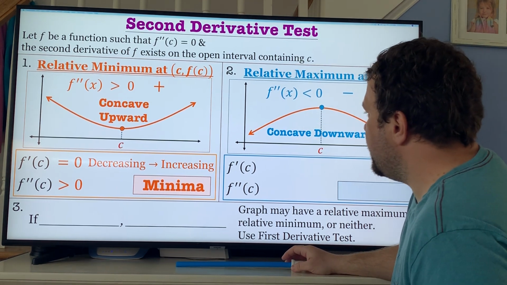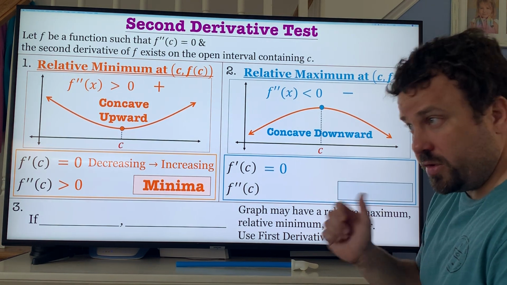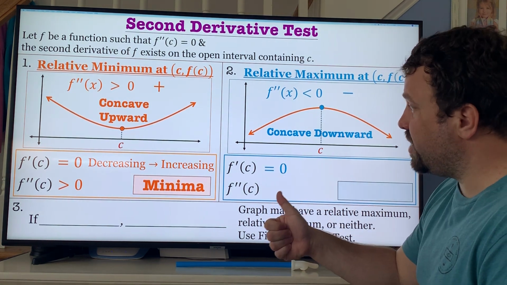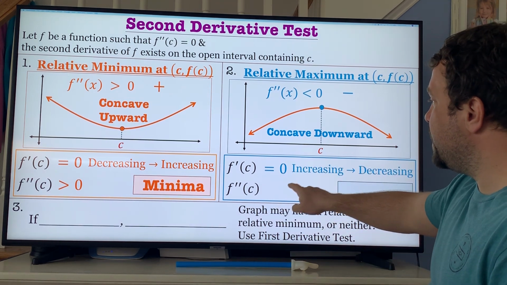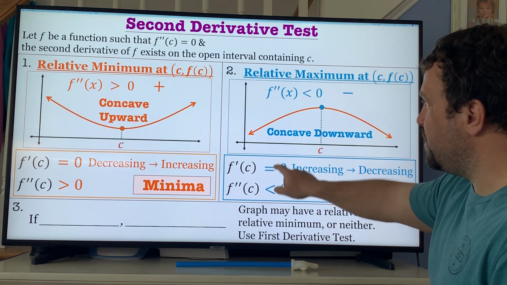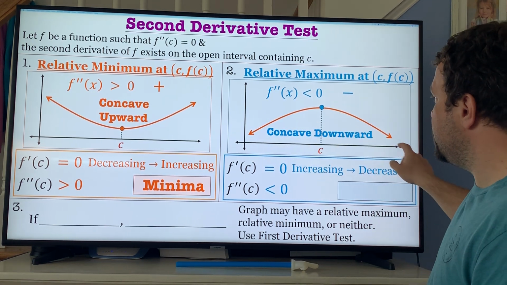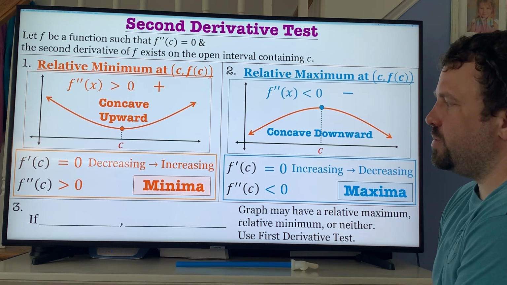Now, your first derivative equals 0. That triggers off in your head, I have an extrema. I have a minimum or a maximum. Now, because this is going to go from increasing to decreasing, because this is less than 0. This is less than 0 means it's concave down. So I'm going from increasing to decreasing, concave down, has to be a maximum.